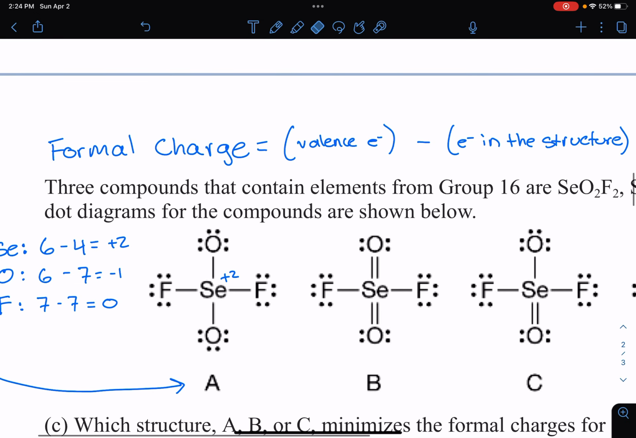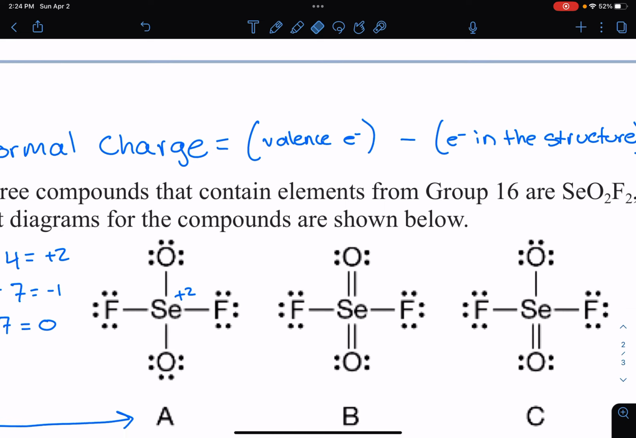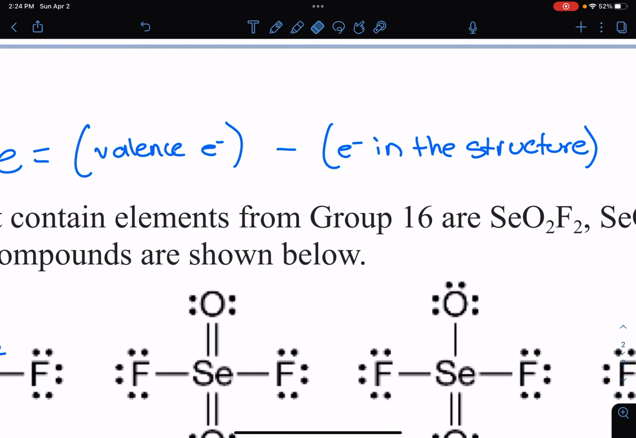When we're looking at the formal charges of each element, we're wanting to minimize each element's formal charge. So formal charge is calculated by taking the number of valence electrons the atom has according to the periodic table, and then subtracting the electrons we've placed on the structure or that we're looking at on the structure.